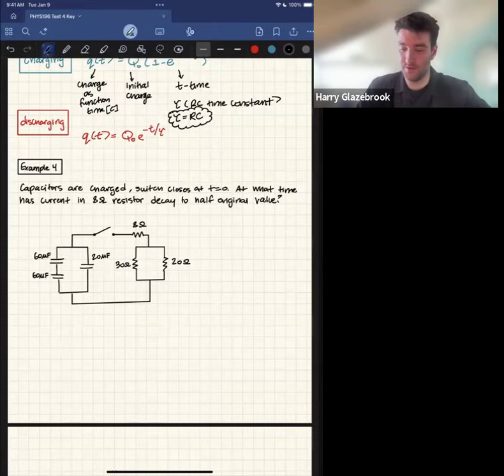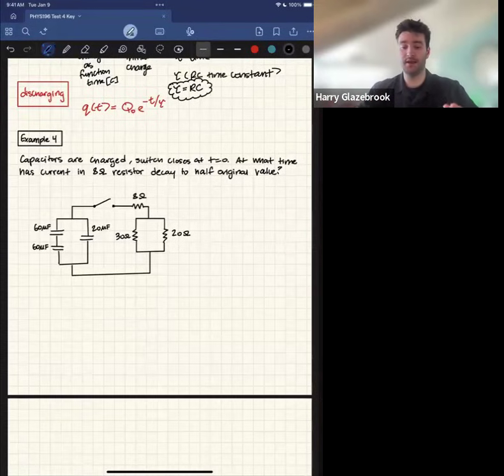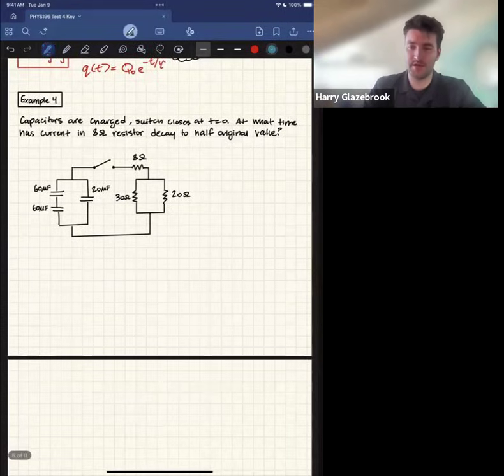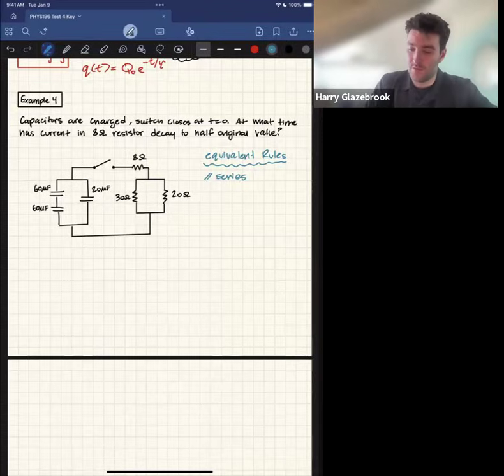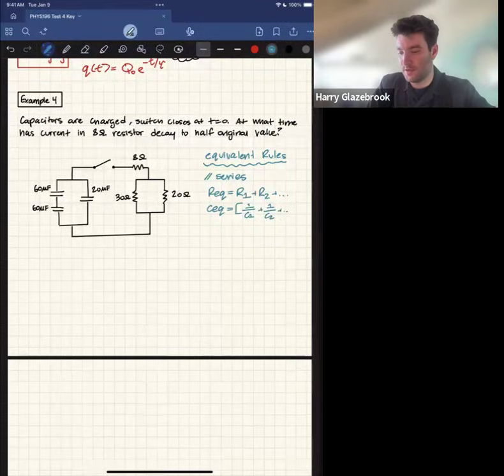First thing you want to do with any of these problems, if I see a huge complicated circuit, I'm going to use my equivalent rules and take it all the way down to an equivalent circuit. Just as a reminder of our equivalent rules, series is two circuit elements sharing the same wire. For resistance, we just add them up: R equivalent for series is R1 plus R2, etc. For capacitors, it's different: it's 1 over C1 plus 1 over C2, etc., to the minus 1.